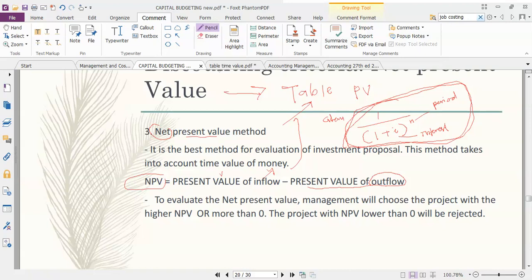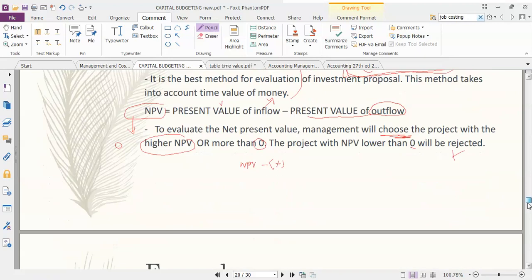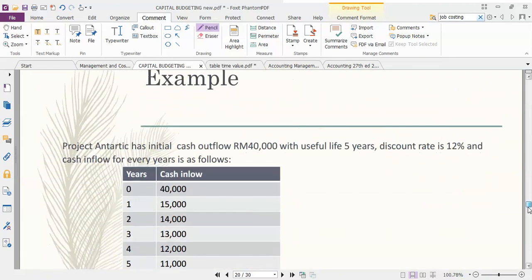Okay, so kalau ikut kepada net present value method, lepas kita dah calculate, kita kena cari net present value yang more than 0. Okay, to evaluate the net present value, management will choose the project with the higher net present value or more than 0. Maksudnya net present value tu mesti amount dia positif, lebih daripada kosong. Kalau lower than 0, kita tak akan pilih projek tersebut. Okay, net present value kena positif dan lebih dari kosong baru kita pilih. Okay, let's look at the example.